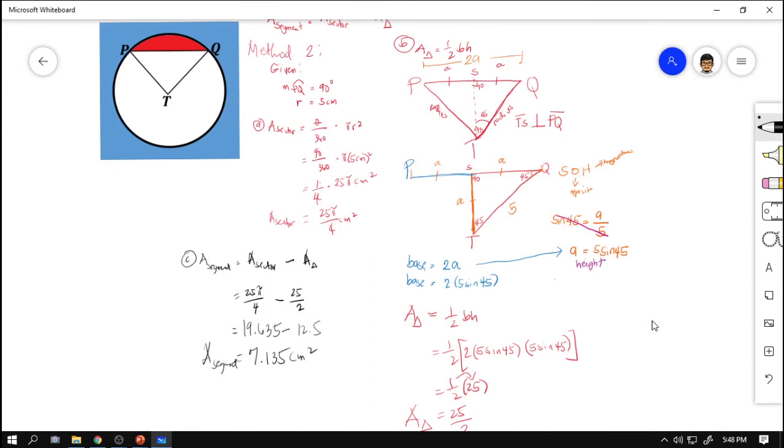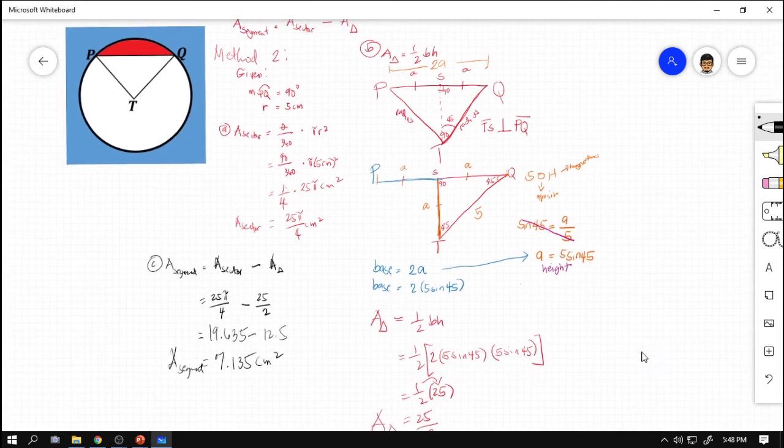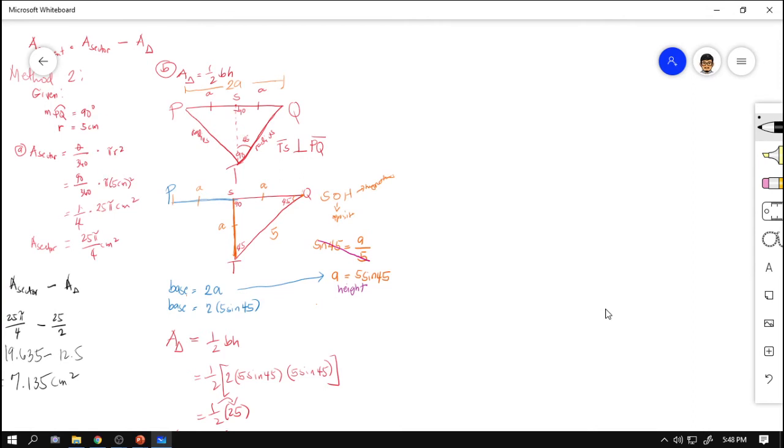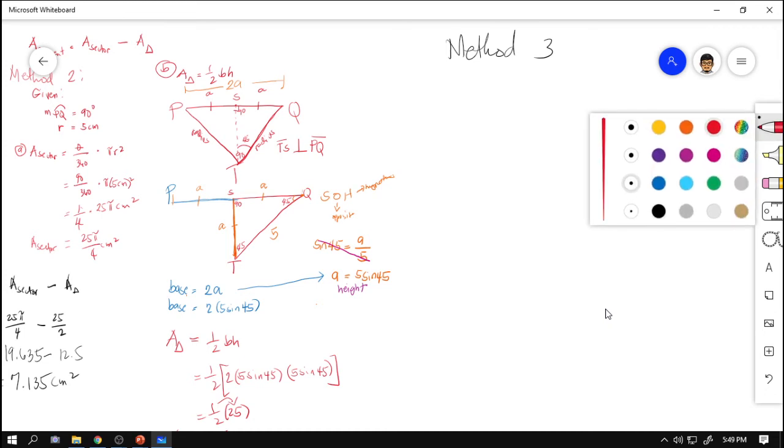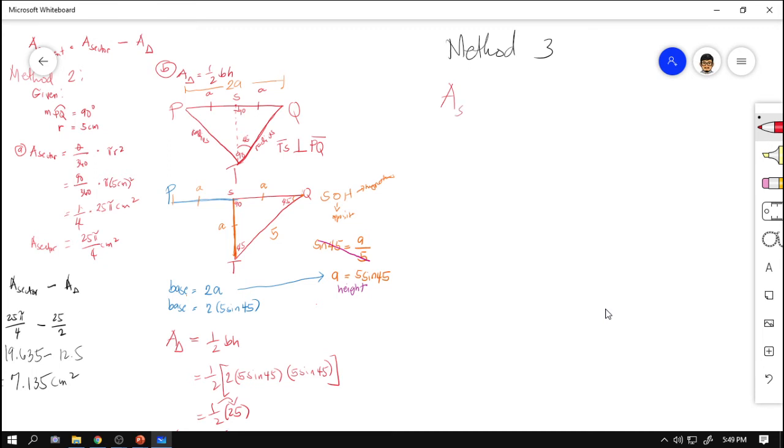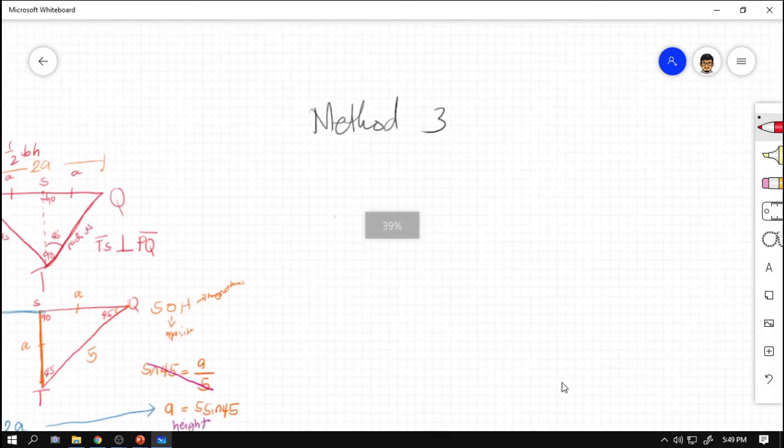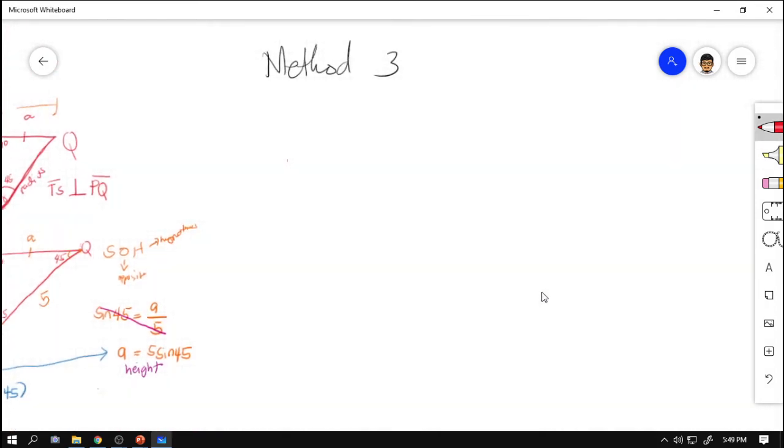Meron pa tayong third way. Ito palagay ko mas madadalian kayo sa third way. So, method 3 natin. Yung sa method 3 naman, hindi ko na napag-aralan kung paano siya na-derive, pero nahanap ko siya sa internet. Napaka-useful niya kasi, kaya natuwa ako. So, ganito daw yung area ng segment. Wait lang, ayusin ko lang. I-zoom lang natin ng konti. Okay. Yung method 3 na tayo.